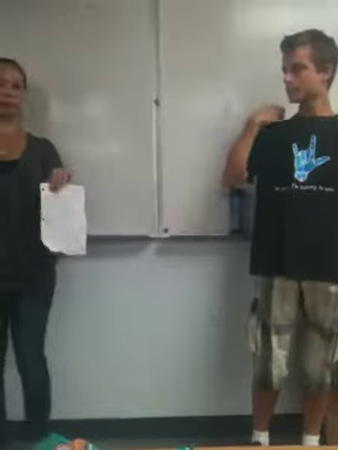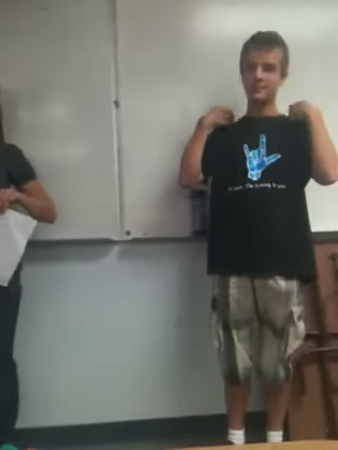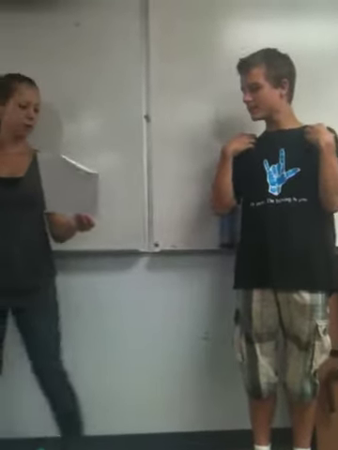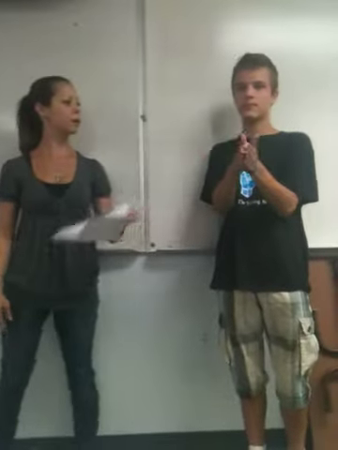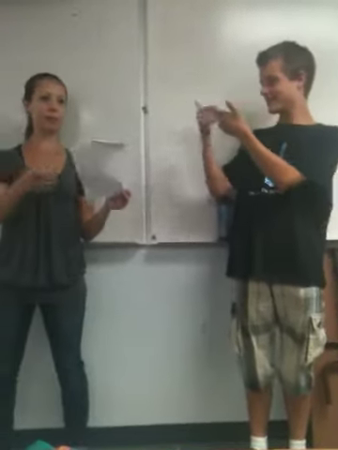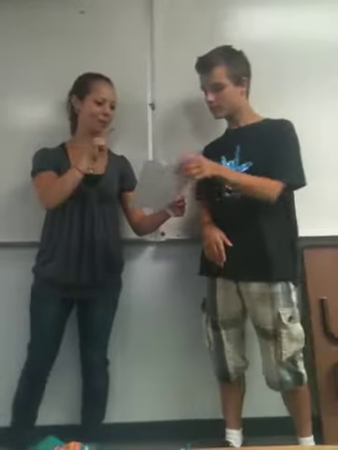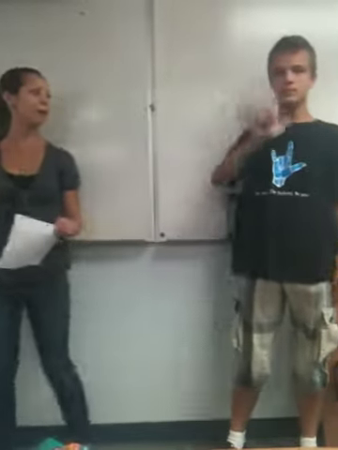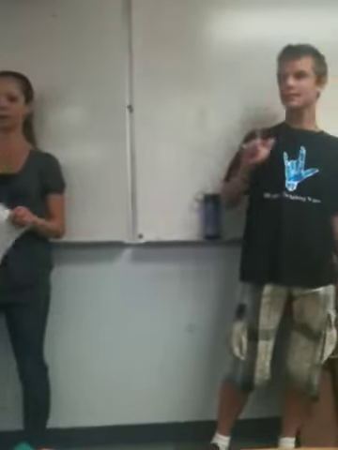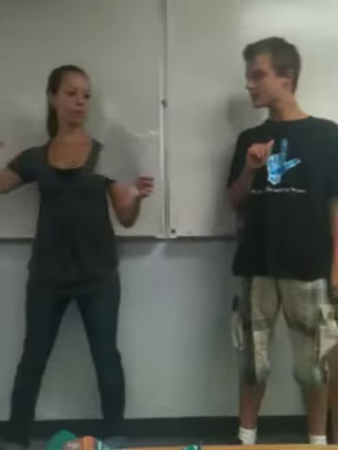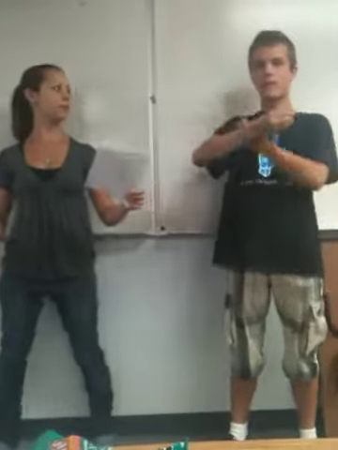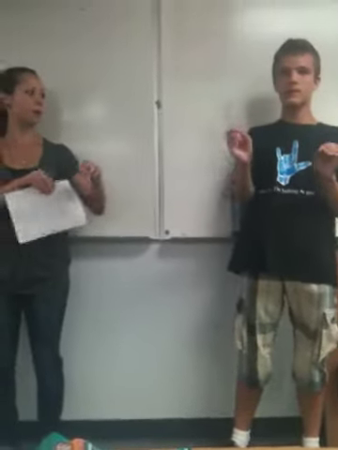Backpack. Like the shoulder straps for your backpack. 25 is book. Pretty self-explanatory. It's easy. 26, library. It's just the L with a circle. 27, front office. Front office.